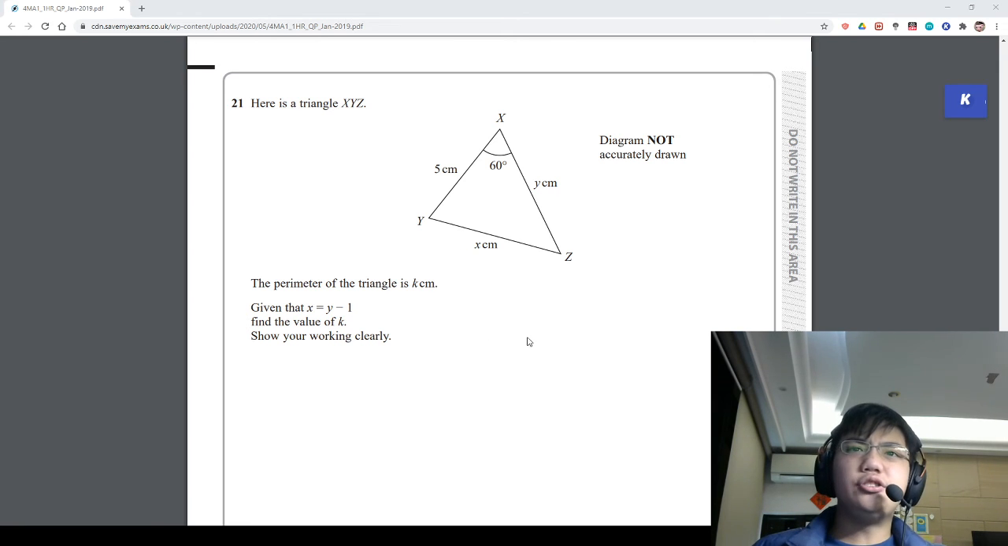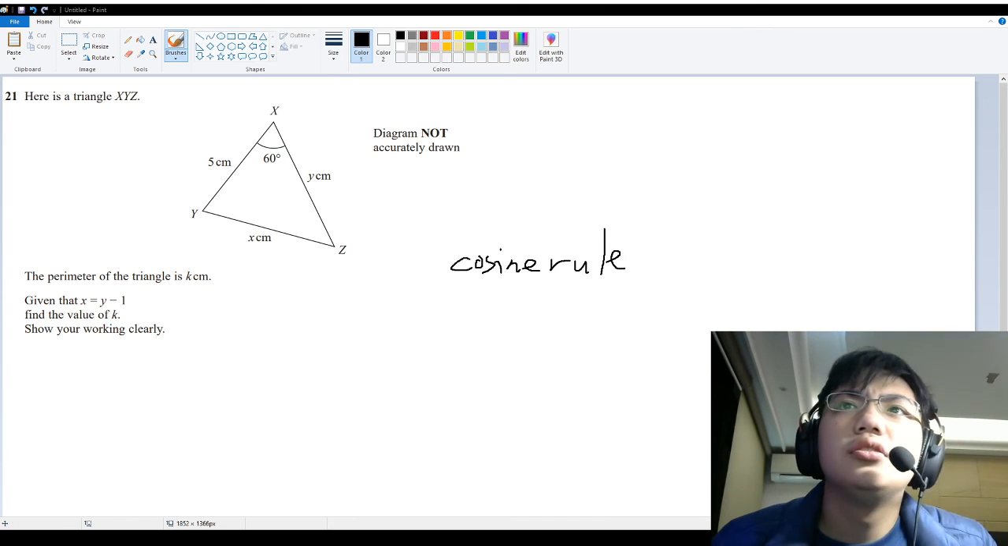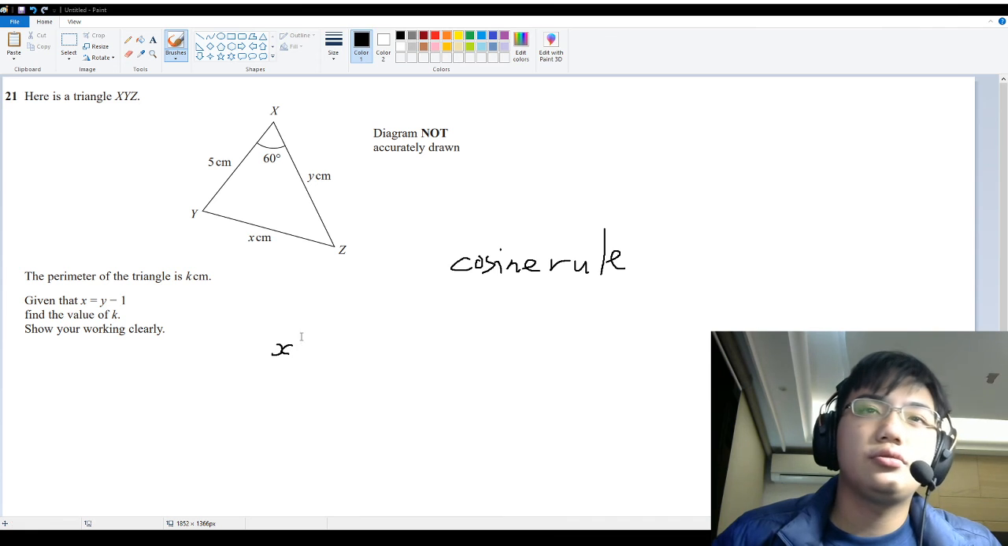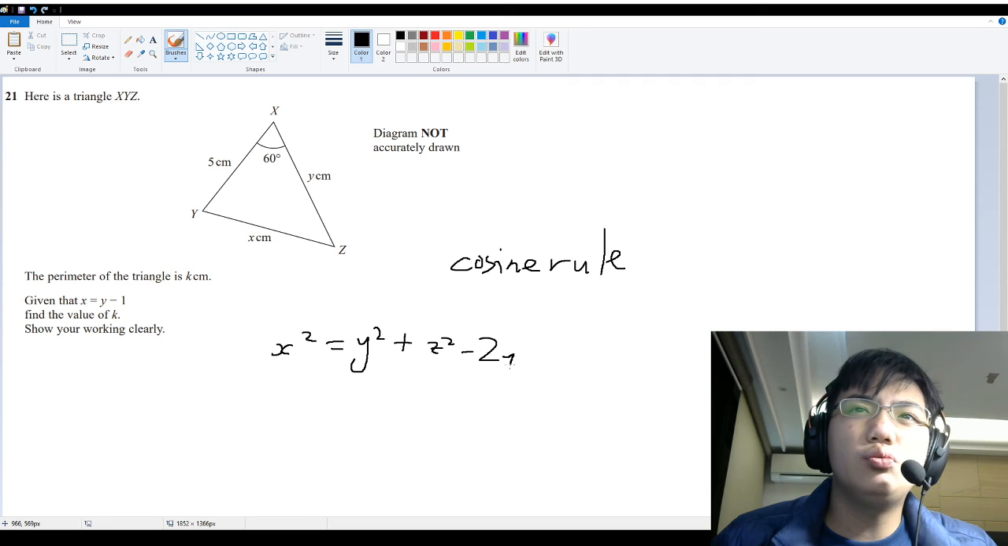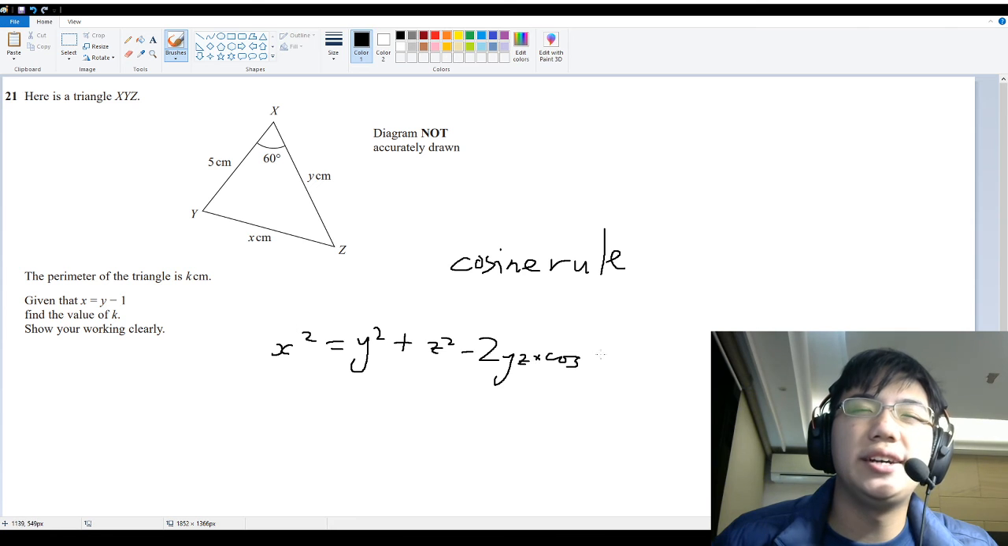For this question, we need to use the cosine rule, which states that x squared equals y squared plus z squared minus 2yz times cosine of x degrees.